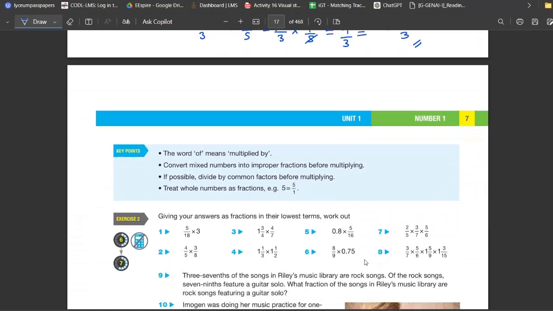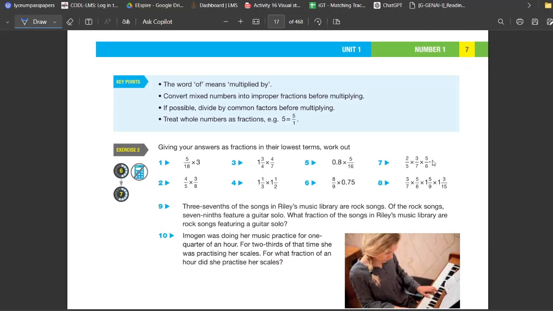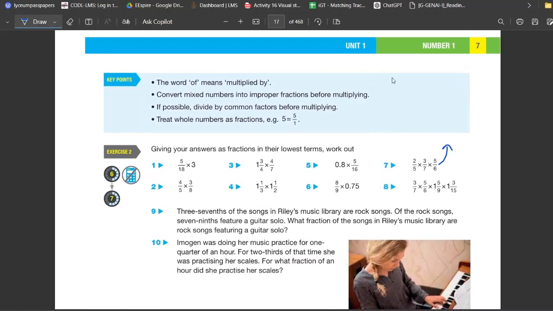So multiplication is really easy. There's nothing much to discuss. So if we get something like this, 2 over 5, 3 over 7, 5 over 6, before multiplying, you can cancel the common factors. That's easy. So these two cancel out. 2 times 3 is 6. So these 3 cancel out. So we are left with 1 over 7. Like that. It's really easy.